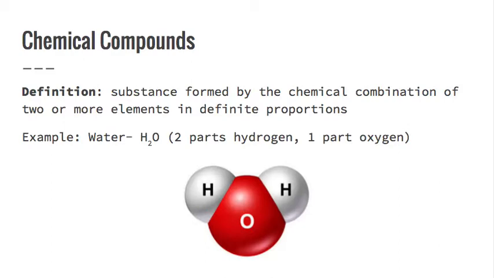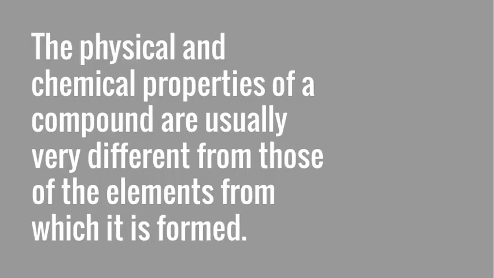So you know water is H2O. It's got 2 parts hydrogen, 1 part oxygen. Those are definite proportions that a molecule of water is always going to have. The physical and chemical properties of a compound are usually very different from the elements from which it's formed.